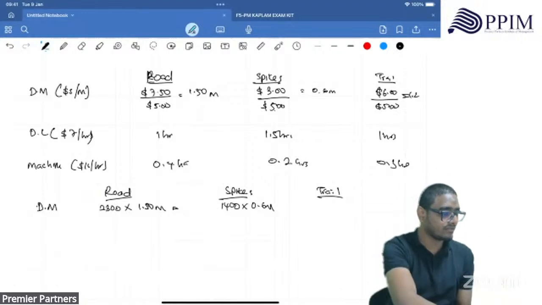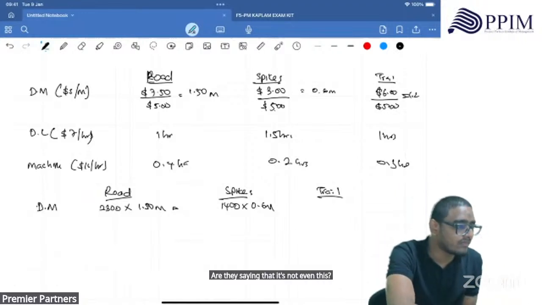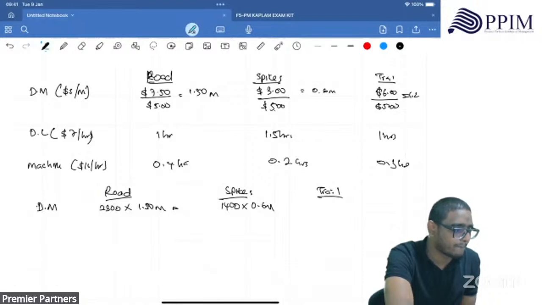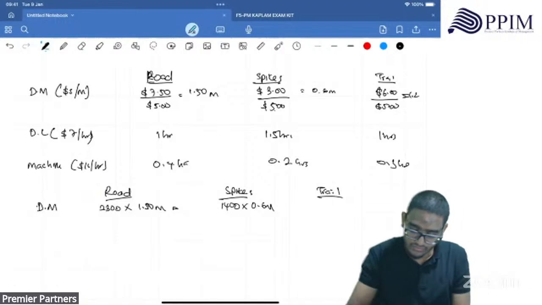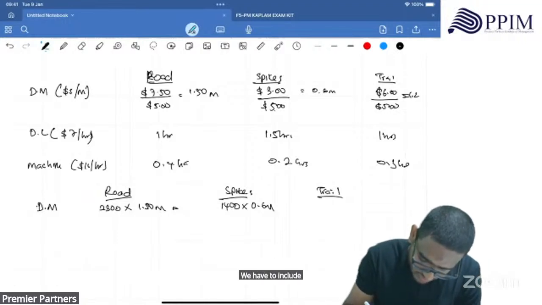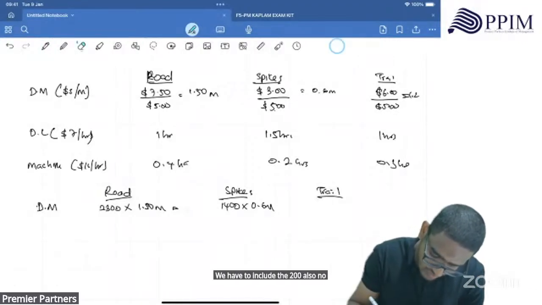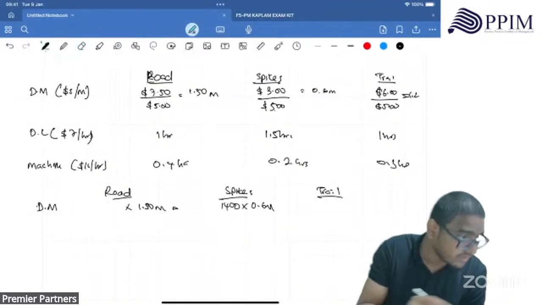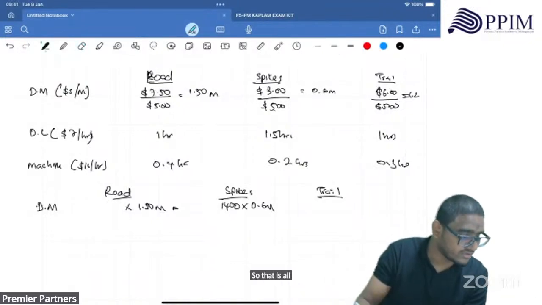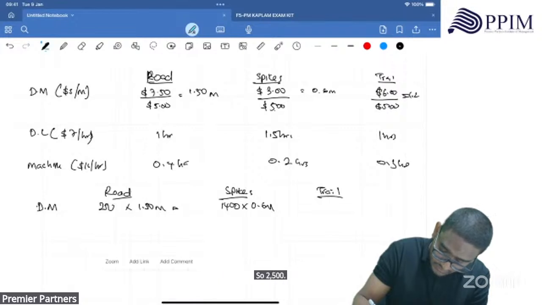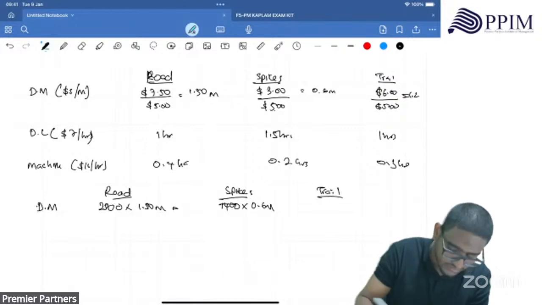Are they saying that it's not within this, which is not included in the demand list? Okay. Yes, yes. You can include that as well. We have to include the 200 also, no? So that is already included. Okay. So 2500, 1600.